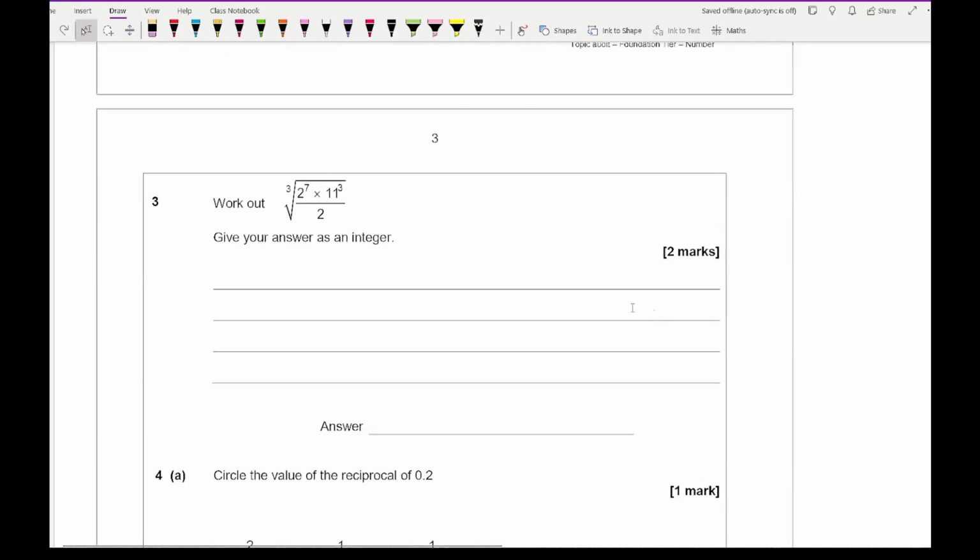Then moving on to question 3, it says work out the cube root of 2 to the power 7 times 11 cubed over 2. Now for this, there's a couple of ways in which you can do this.